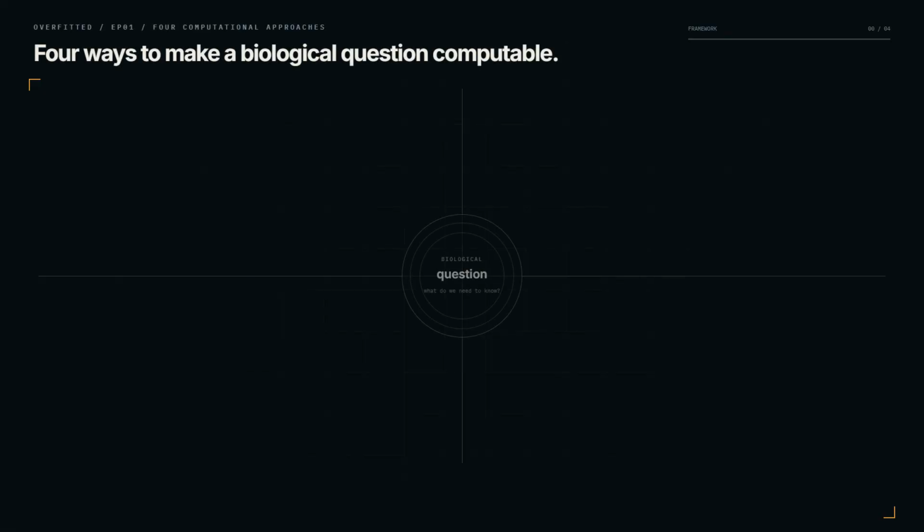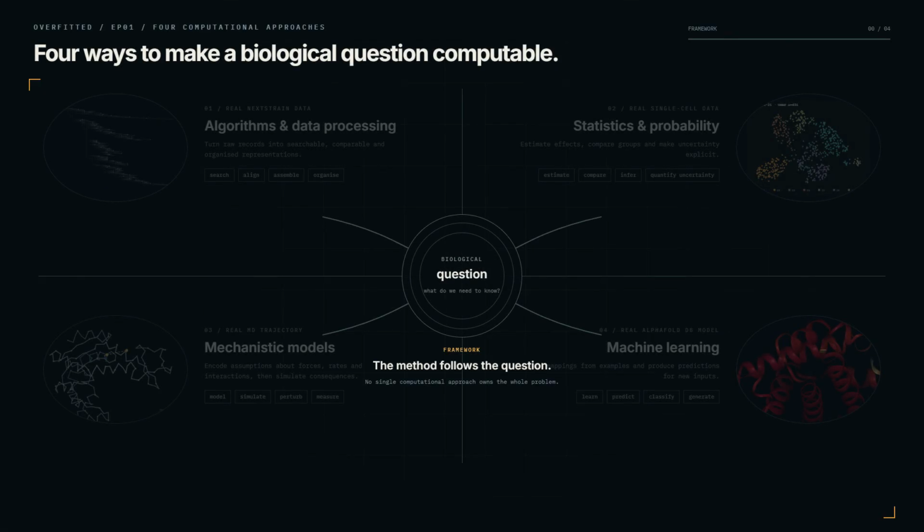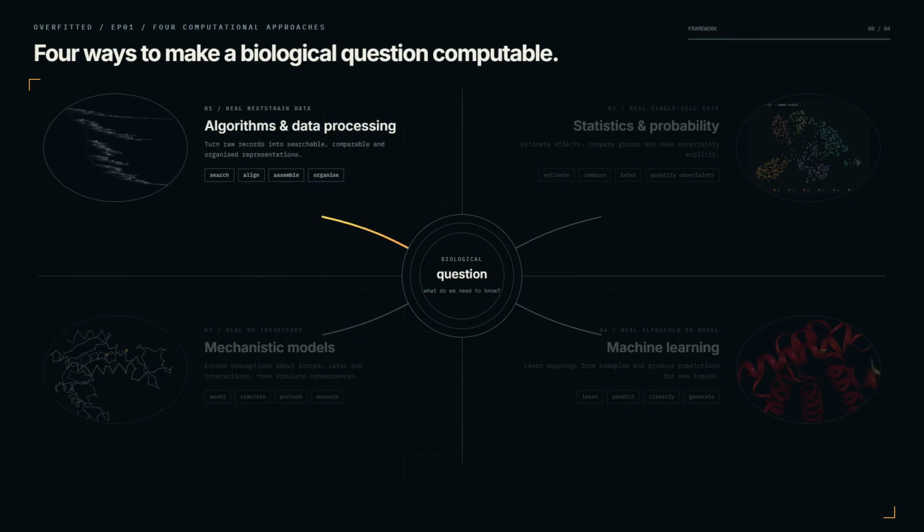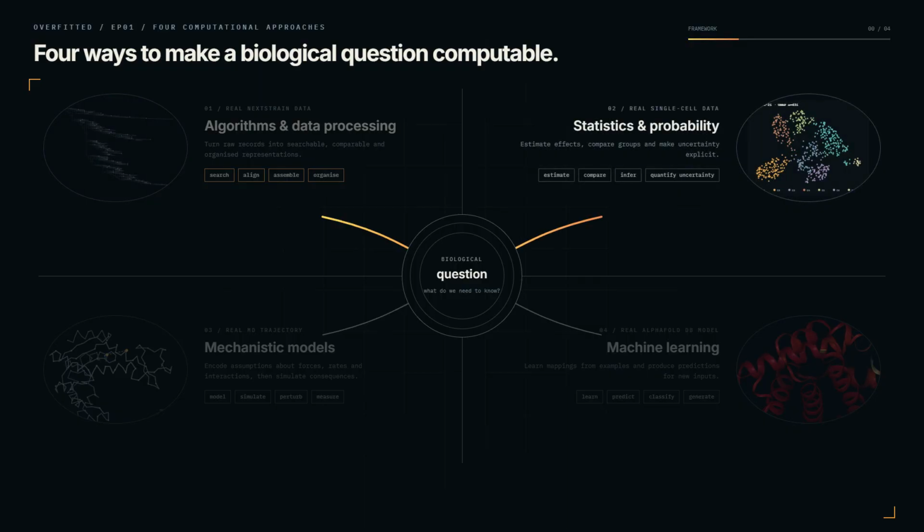First, there are algorithms and data processing methods. Search a database, compare sequences, align them, assemble pieces of genome, organize millions of records. This is the world we entered when we searched our haemoglobin sequence. Second, there are statistical and probabilistic approaches. Biology is noisy, individuals differ, measurements differ, experiments have uncertainty. Statistics helps us describe that variation and decide whether a pattern is actually meaningful.